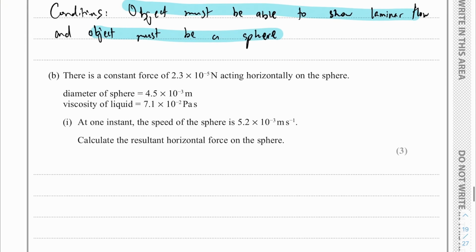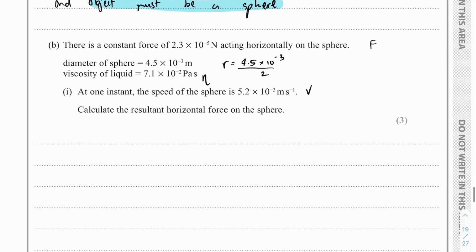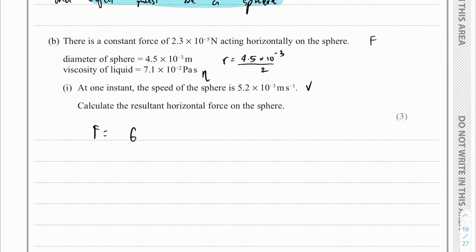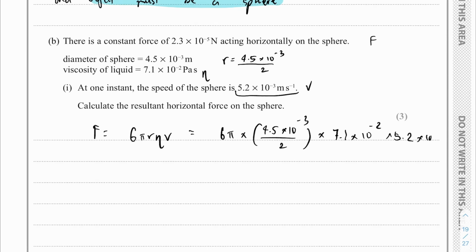There is a constant force of 2.3 times 10 to the power of negative 5 acting horizontally on the sphere. Diameter they've given us, right, is here, so the radius will be 4.5 times 10 to the power of negative 3 divided by 2. This is the force given to us already, and this is the viscosity, and they've given us V. Calculate the horizontal force. Very straightforward. F equals 6 pi r viscosity V, 6 pi multiplied by 4.5 times 10 to the power of negative 3 over 2 multiplied by 7.1 times 10 to the power of negative 2. And we know the velocity is 5.2 times 10 to the power of negative 3.